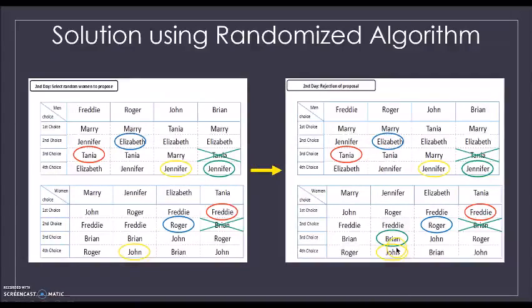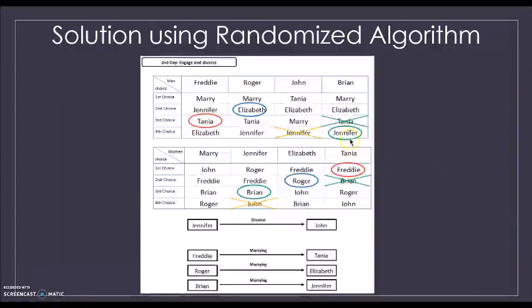So here John gets rejected by Jennifer. So Brian got a partner, but John now has no partner. So let's see. Okay, Brian got Jennifer, John got rejected.